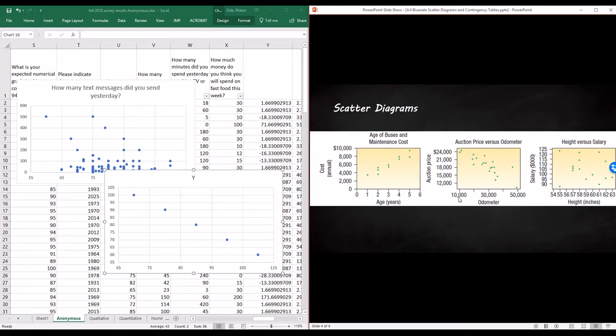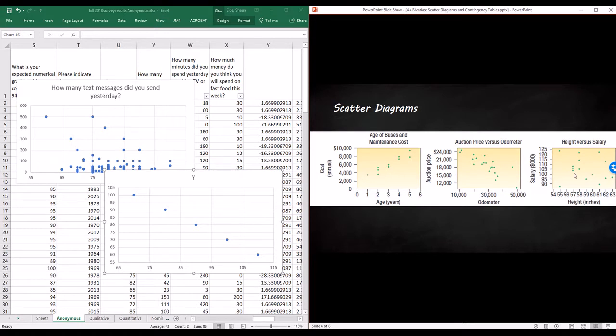So next, miles on the odometer to the auction price. So they're selling buses at an auction, and they want to see, based on the miles on the odometer, how is that related to the price that they're going to get at the auction? Is that positively related or negatively related? And you can see that the dots are going from the top left corner to the bottom right corner, so that would be negatively related.